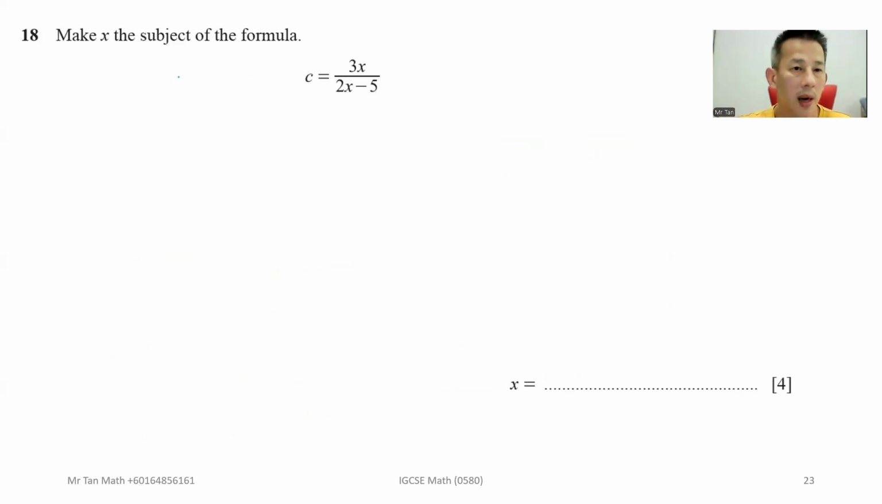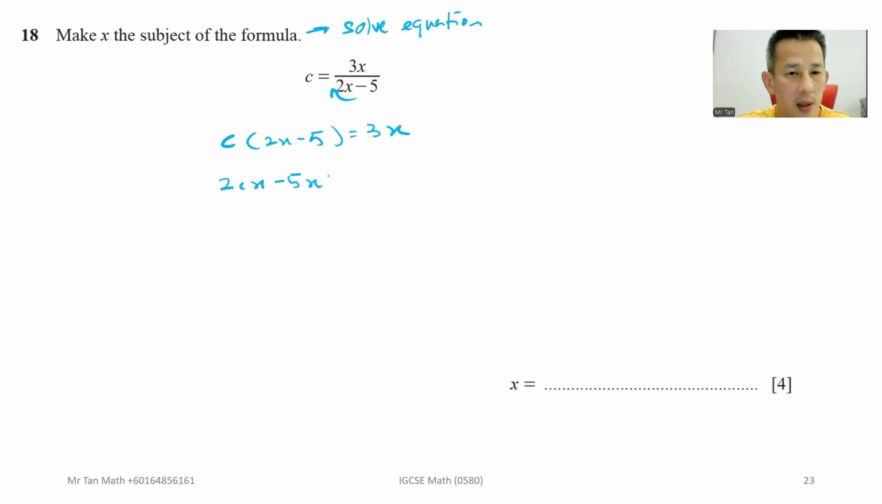18, make the x the subject of the formula. So we use the same method as when we want to solve an equation. So bring this up, we get c times 2x minus 5 equal to 3x. So expand, you get 2cx minus 5c equal to 3x.